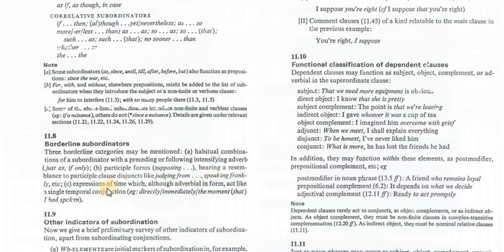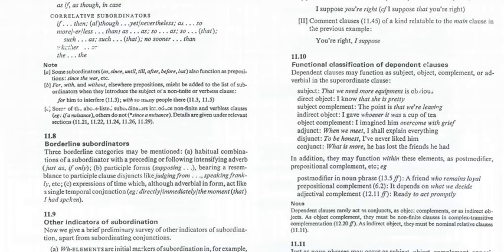The third type is expressions of time which, although adverbial in form, act like a single temporal conjunction. Although their form is that of an adverb, their function is that of a temporal conjunction. Directly, immediately, the moment that I had spoken. For example, directly or the moment that I had spoken. Directly I had spoken, he told me not to speak. Directly I had spoken, immediately I had spoken, or the moment that I had spoken, he told me to stop talking.